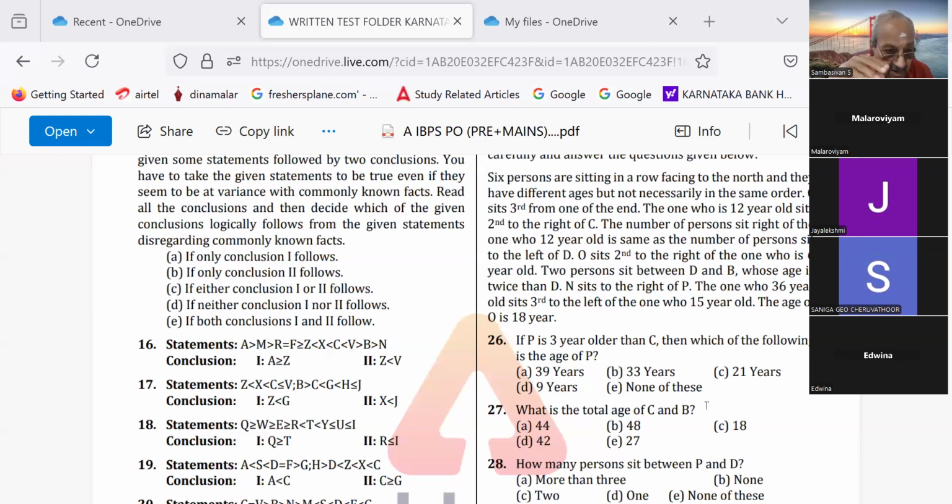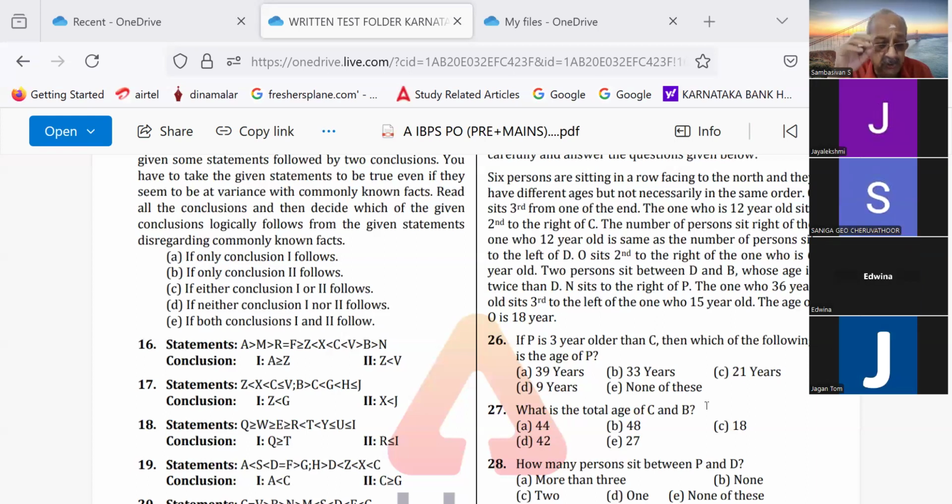Please explain what is the meaning of the sentence, if either conclusion one or two follows. I don't know, sir. See, the first sentence is, if conclusion one follows, only one is correct, two is not correct, then only conclusion two follows. That is, two only is correct, one is not correct. But if either conclusion one or two follows, it may be that both of them will not be correct.